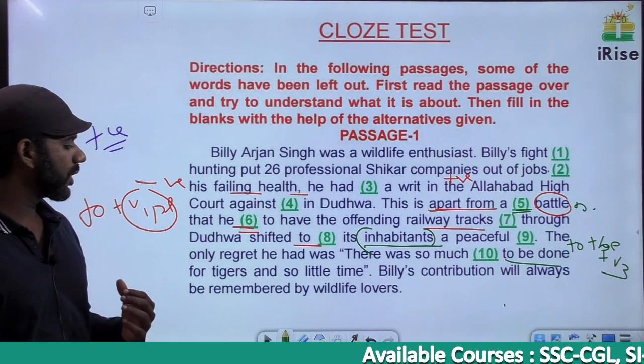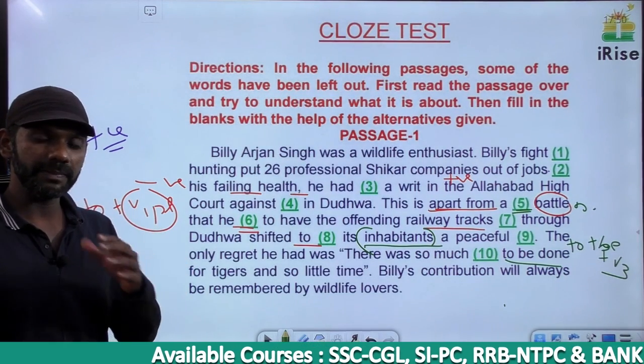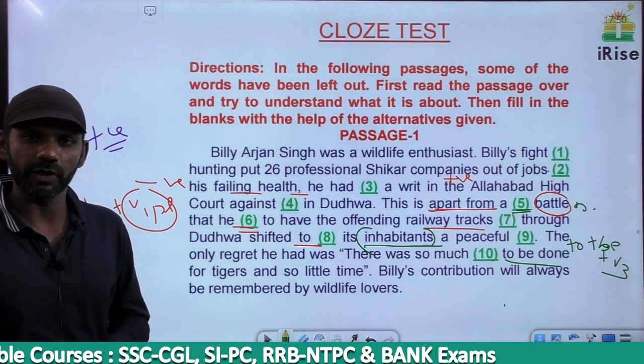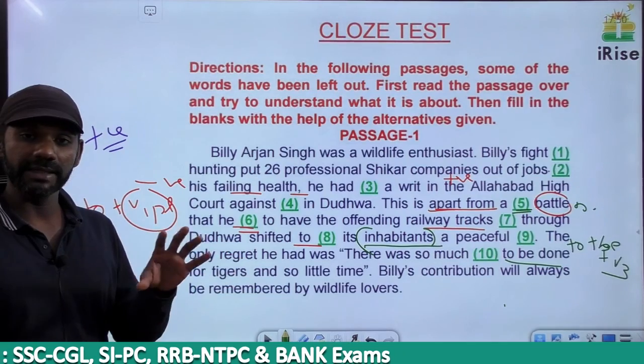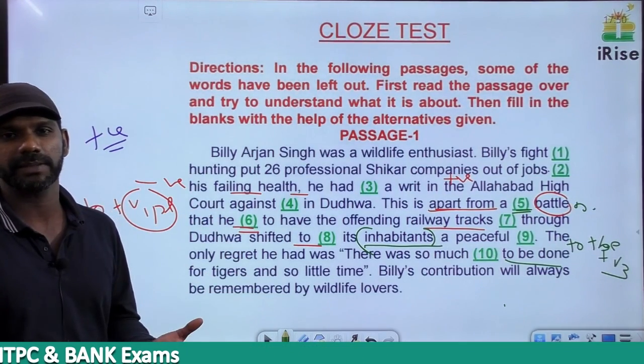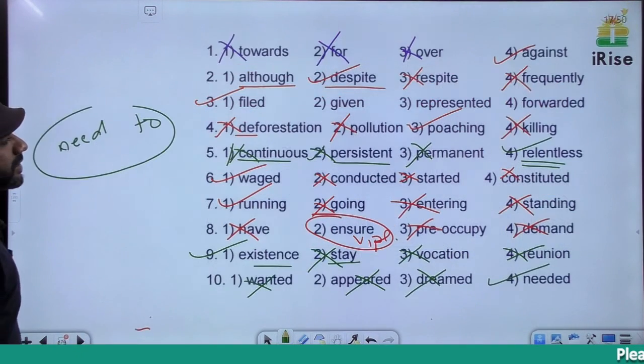Billy's contribution will always be remembered by wildlife lovers. So understand the meaning of the paragraph. No need to go for any kind of imagination. No imagination at all. You should not go for that. Just visualize the paragraph, understand the meaning of it, and then try to fill in the blanks with the appropriate words. Getting it? Come to the next one.